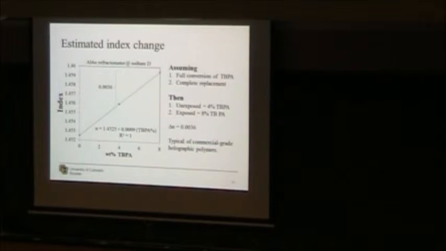This is the estimated index change for our particular material. We assume full conversion of tribromophenyl acrylate and complete replacement, which just means that in the exposed regions we assumed 8% tribromophenyl acrylate, and in the unexposed regions we assumed 4%. We measured this with an Abbe refractometer and found our delta N to be 3.6 times 10 to the negative 3. This is pretty typical of commercial-grade photopolymers.